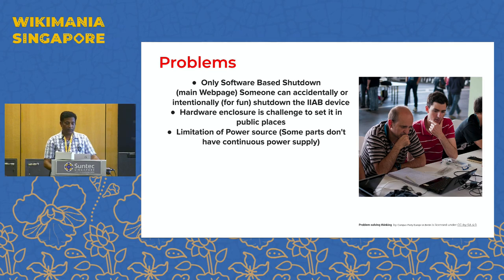Another one was the enclosure, because if you want to place it, like I said earlier, in public places, it is really very useful for places like a hospital where people are waiting with their patients, and they want to explore more about the disease or anything extra, so they can utilize that waiting time. And the third thing: since it is primarily focused on places where internet is limited, in those same places sometimes power is also a challenge. So these were the three challenges.